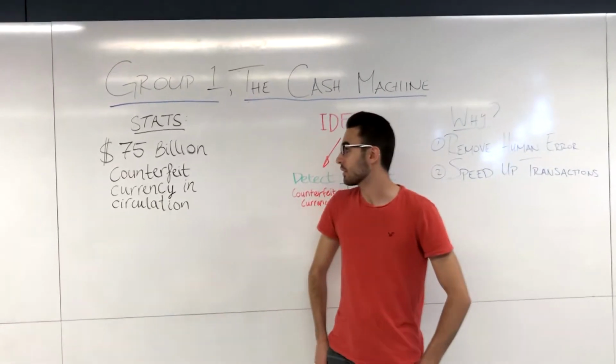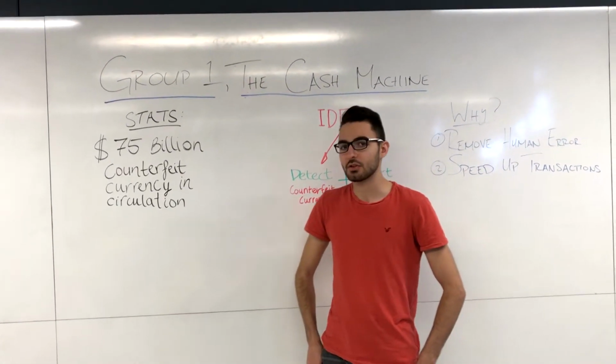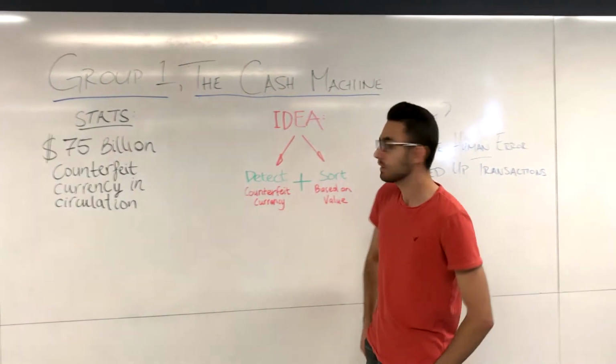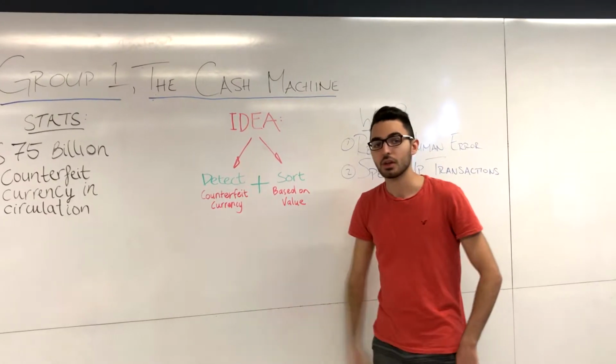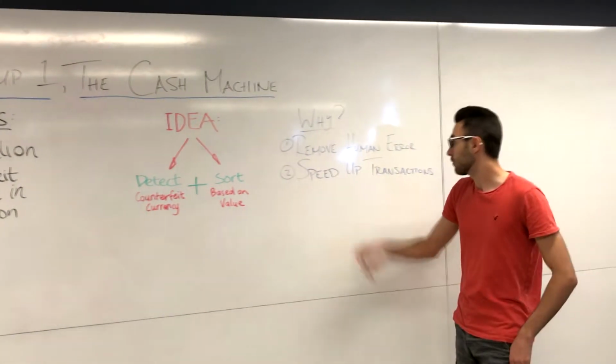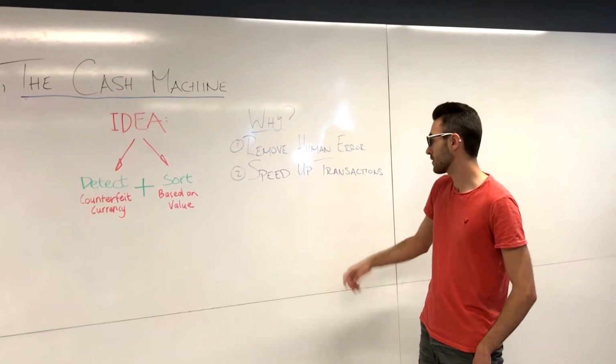Currently, there's a problem in Canada where $75 billion in counterfeit currency is in circulation, as the RCMP has reported. And the idea behind our project is to detect counterfeit currency and sort it based off of its value. The reason for doing so is to remove the human error when detecting counterfeit currency and to speed up the transactions in everyday life.